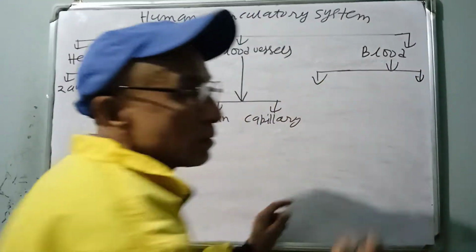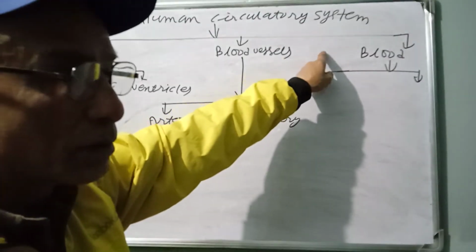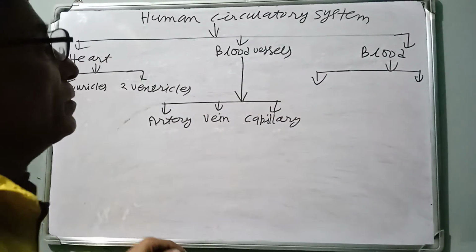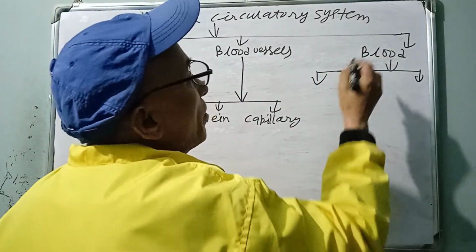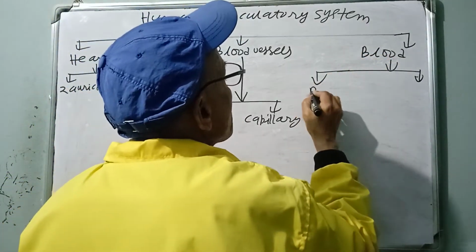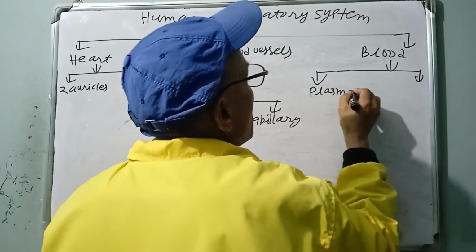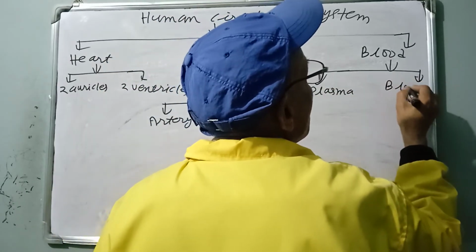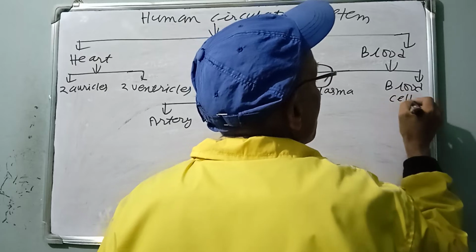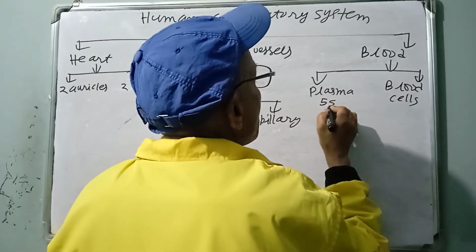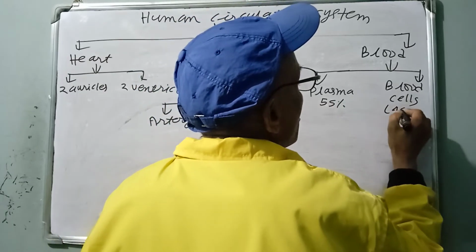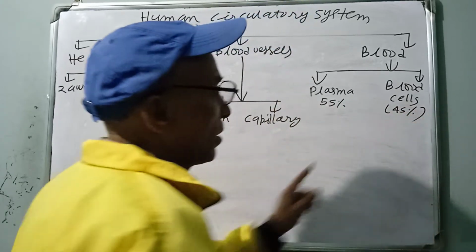Another is blood itself. Actually, blood is a liquid connective tissue. What is blood? Blood is a liquid connective tissue. Blood is mainly plasma and blood cells. Plasma is 55%, and blood cells 45%.